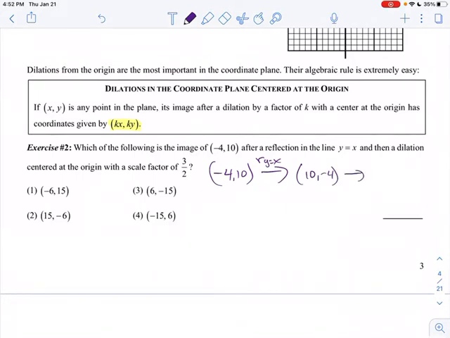And then I want to do a dilation with a scale factor of 3/2. So I'm going to multiply 10 times 3/2, and I'm going to multiply -4 times 3/2. And you can do that in your calculator if you want. 10 times 3/2 is 30 over 2, which is 15. And -4 times 3/2 is -12 over 2, which is -6. All right, so nice and easy.